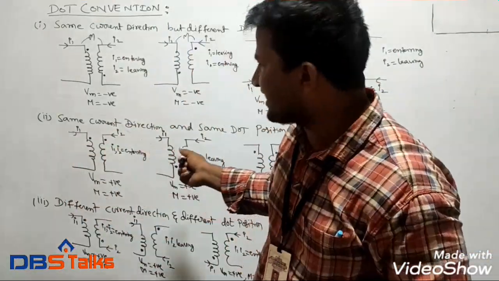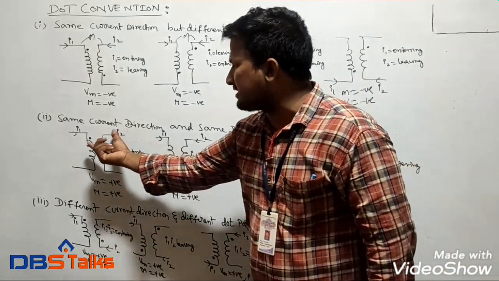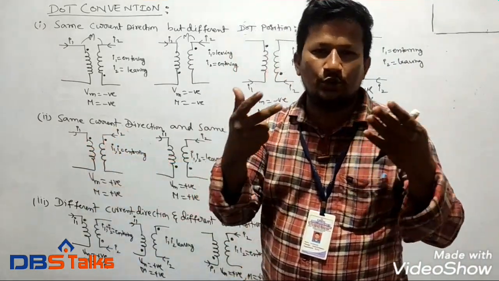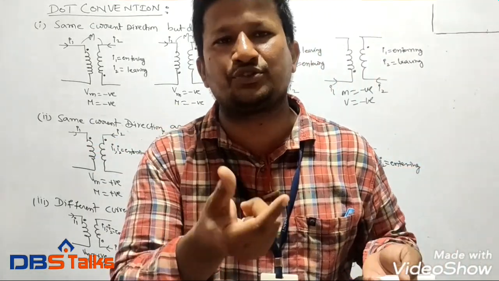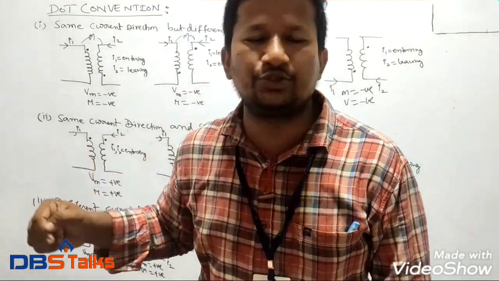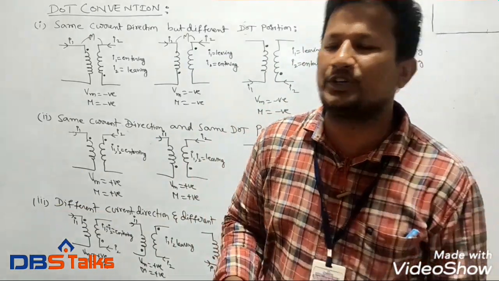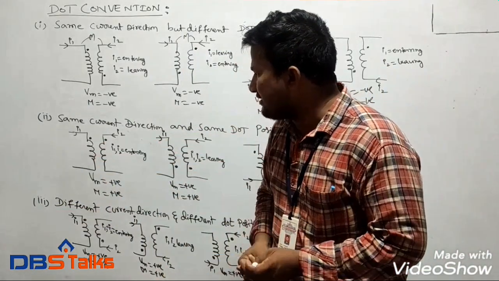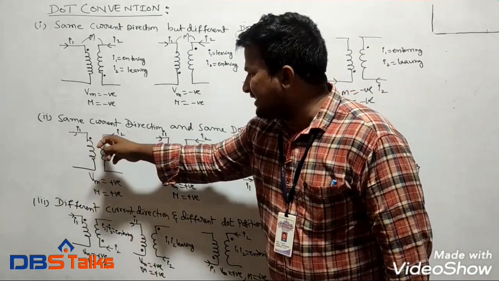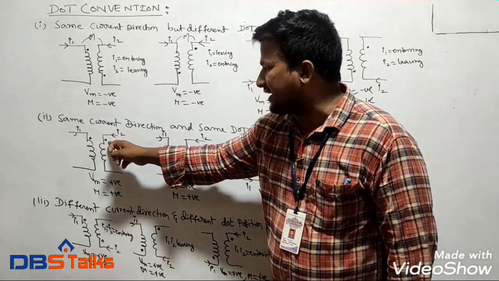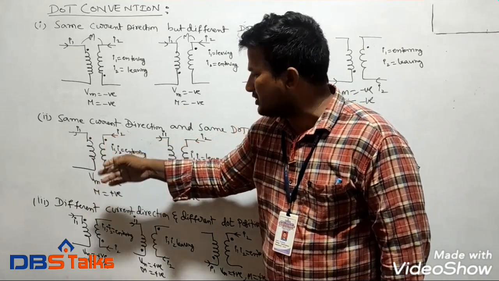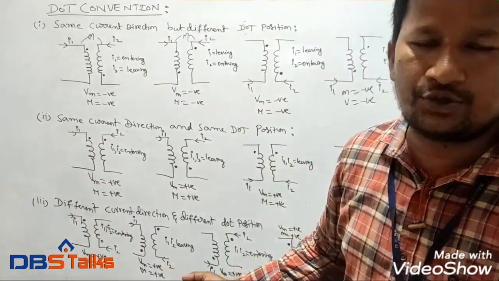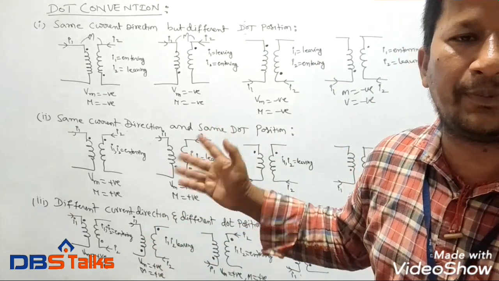But coming to the second case here, both currents are in the same direction and also the same dot position. So mutual inductance between these two circuits is positive. The voltage induced in the secondary circuit is also positive in all four cases like this. So here I1 entering and I2 also entering because of these two dot positions. So the result is that voltage and mutual induced EMF between these two circuits must be positive.